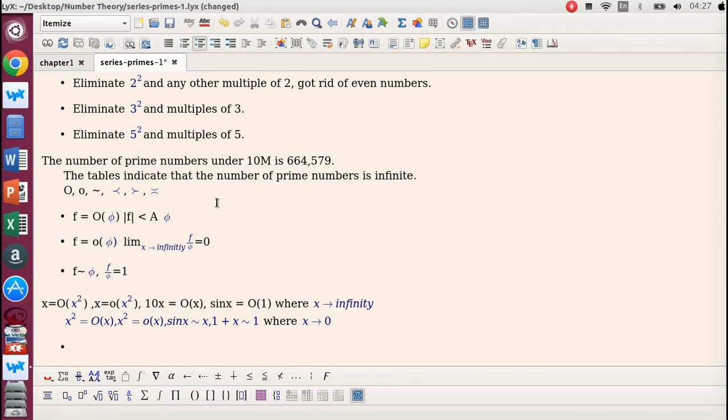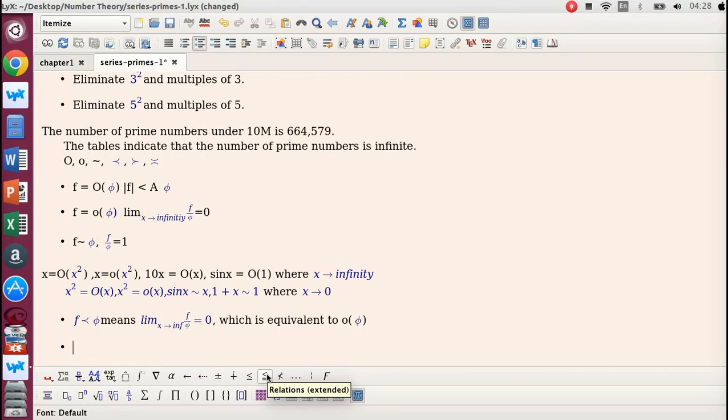Okay. So we finally come to this. So f is not dominated by phi. That just means that, and this is really silly, the limit of f over phi as x tends to infinity is just going to equal 0, which is equivalent to little o of phi, I'm sorry. Because phi is little o of f, I just defined that a little earlier.